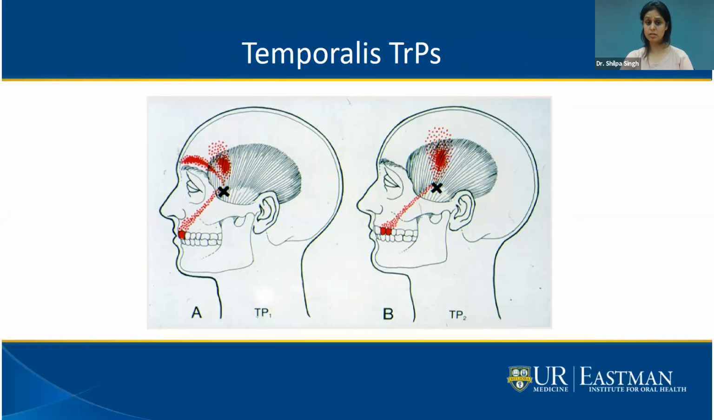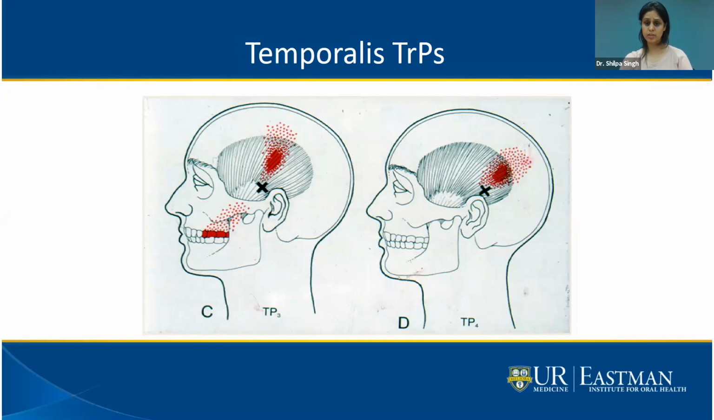Temporalis muscle is another common muscle which can give a referral pattern to the teeth. Anterior temporalis muscle will give the reference to the anterior teeth. The middle will give to the middle bicuspids, and the posterior will give to the posterior teeth. Very common, very typical way of giving the zone of reference.